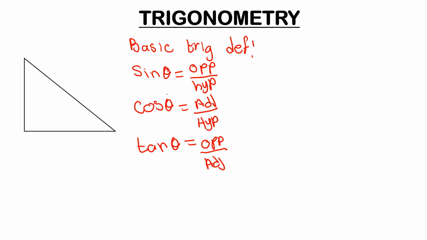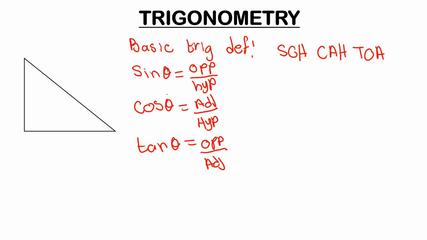So there is a way where we can remember all of these definitions. I use SOH, CAH, TOA. When I see SOH, I know the definition of sine is opposite over hypotenuse. And when I see CAH, I know the definition of cos is adjacent over hypotenuse. When I see TOA, I know that the definition of tan is opposite over adjacent.